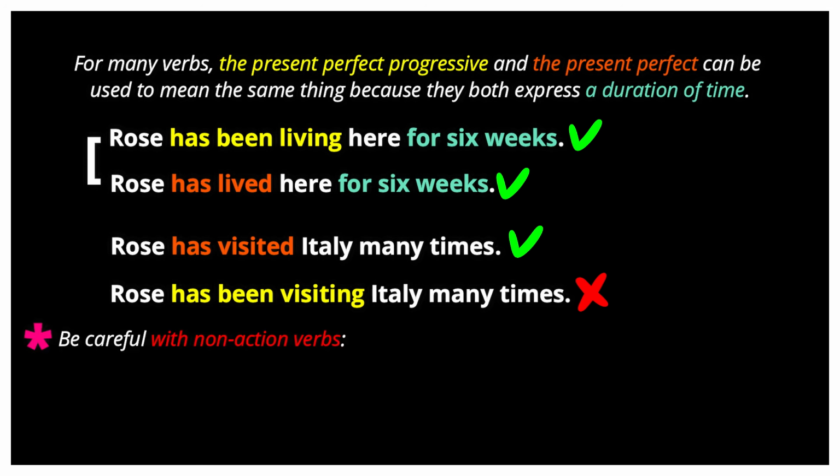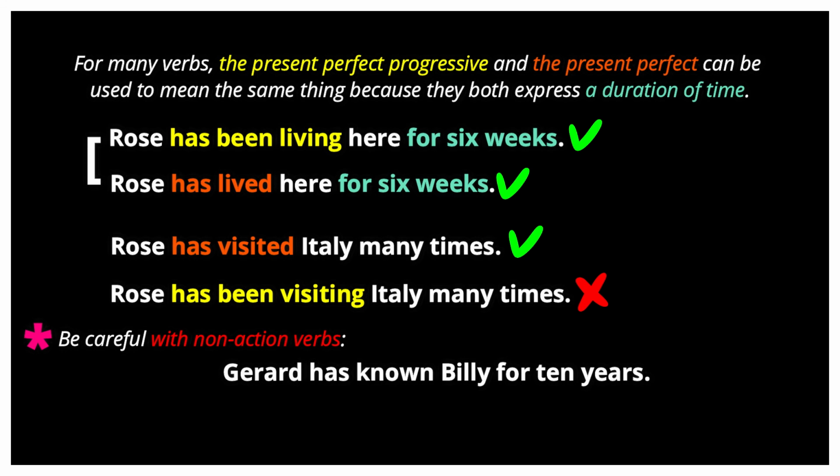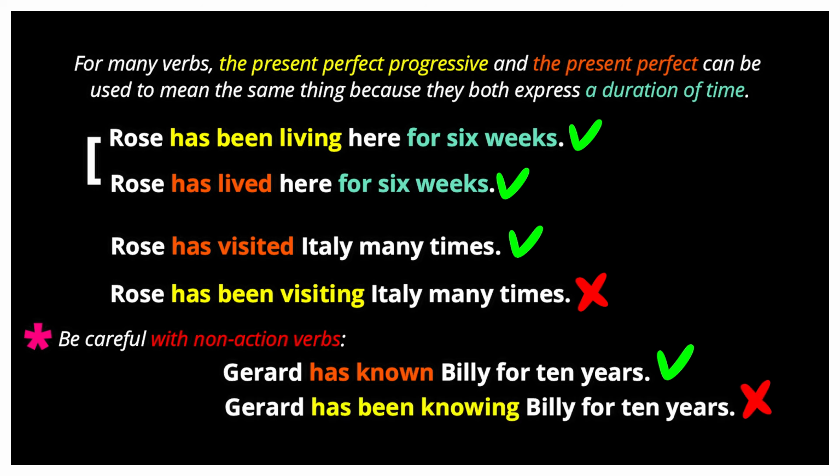And let's look at one more example here. So just be careful. Example number 1. Gerard has known Billy for 10 years. This is the present perfect tense. An action happened in the past and it's still occurring now. All right, Gerard still knows Billy. We can't use the present perfect progressive here like the next example. Gerard has been knowing Billy for 10 years.